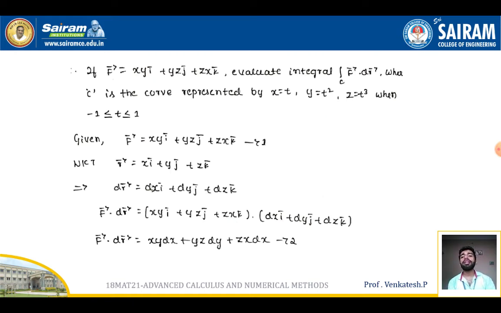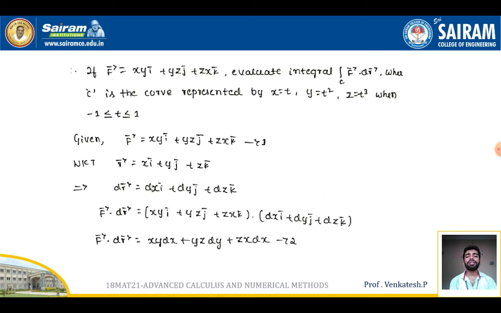One more example, if f is equal to xy i cap plus yz j cap plus zx k cap, evaluate the integration over the region C of vector f dot dr, where C is the curve represented by the variables x is equal to t, y is equal to t square, z is equal to t cube, when minus 1 is less than or equal to t less than or equal to plus 1.